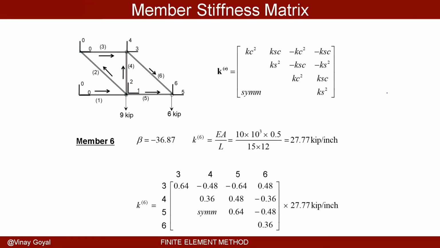Member number 6 looks more complicated, but it's not. So that's this one right here. That's I now, and that's J. The angle it makes is this one here, beta, with the x-axis. That's why it's negative 36. You can use trigonometry again to figure it out. E is known. The cross-sectional area for that truss is known. L, the length, is known. Therefore, you can calculate K.